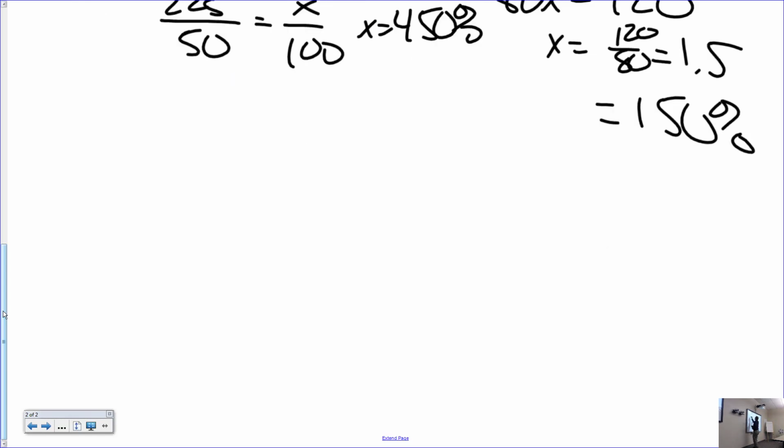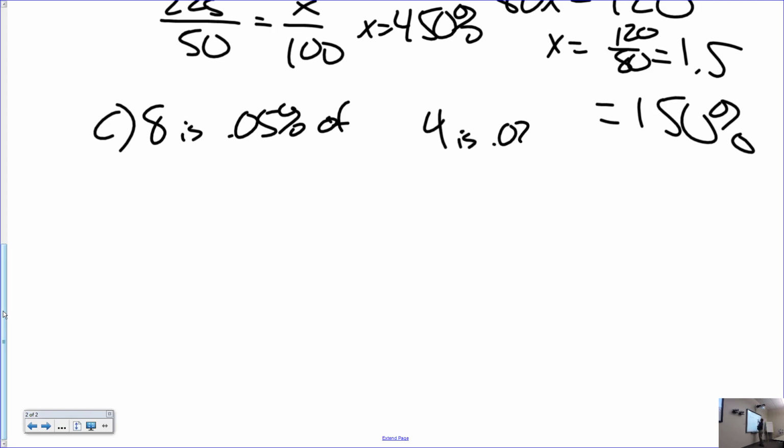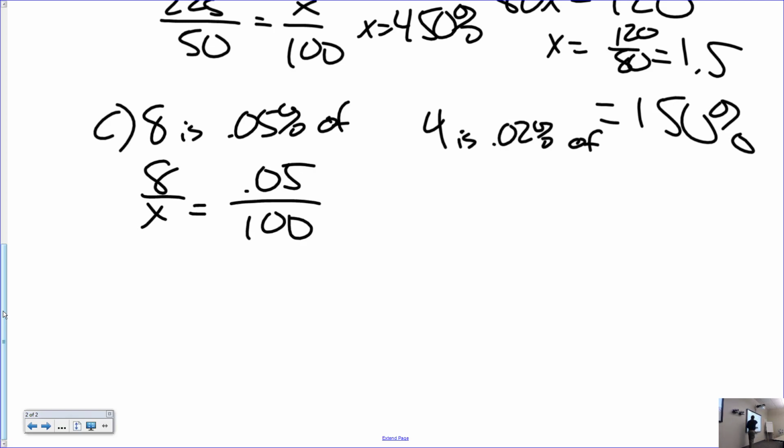And then last but not least, part C, the small percentage problem. 8 is 0.05%, or 4 is 0.02% of. The key here is that now it's 8 over x equals 0.05 over 100. Note, folks, when you do is over of, you don't convert any of your decimals, right? So even though it's this 0.05, you don't move it or anything like that if you're doing is over of.